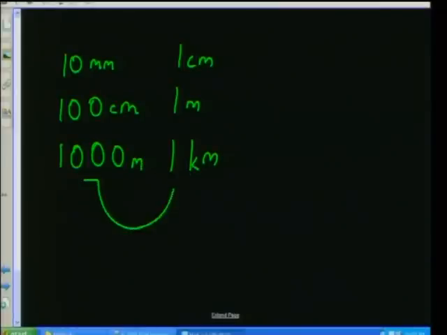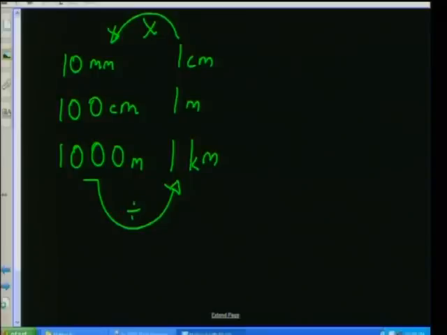Okay, yes. And when we went from a big number to a small number, we divided. Oh, yes. From a small number to a big number, we multiplied. Yes. Right. So if we do all that, let's try now to convert.